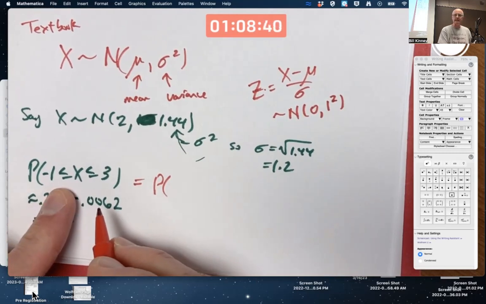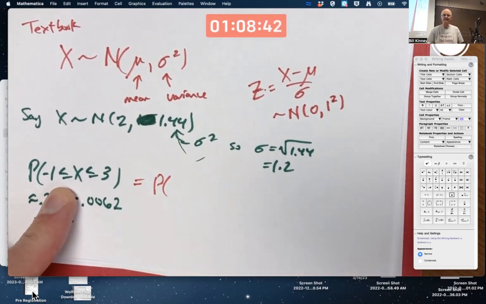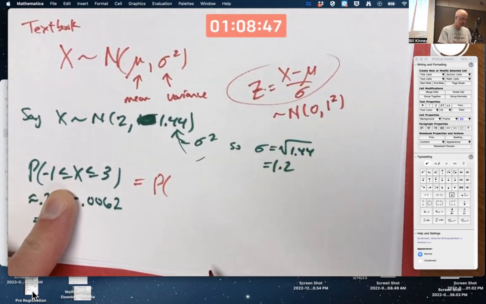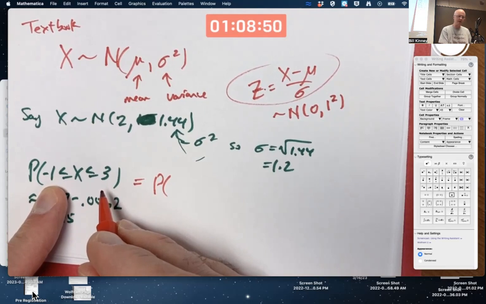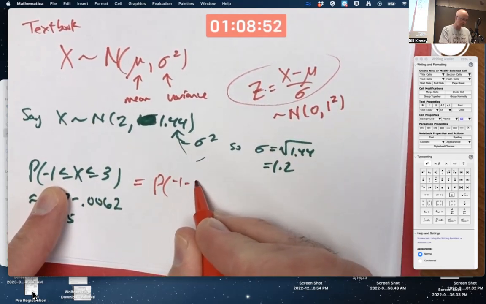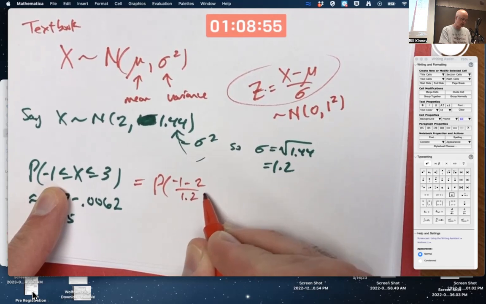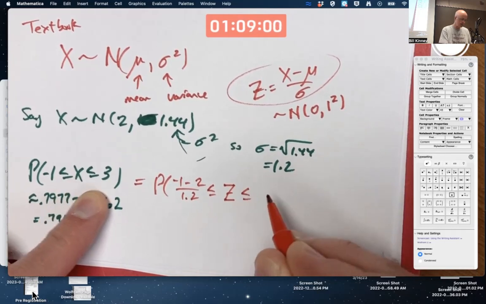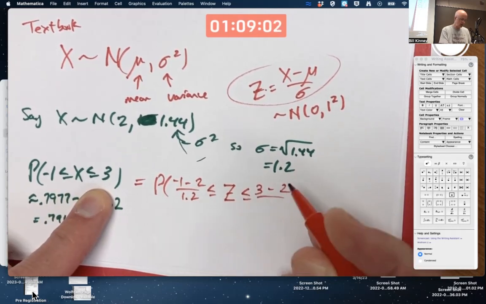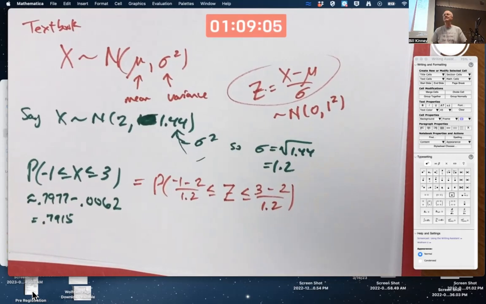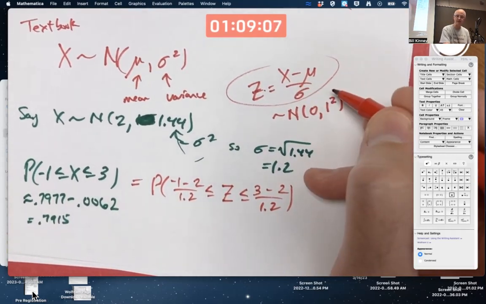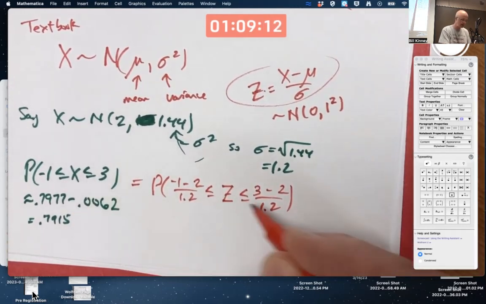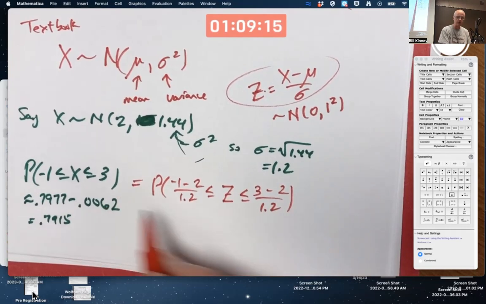So this probability can be standardized by applying this formula. With both of these numbers, negative 1 and 3, use this formula. Subtract the mean of 2, divide by the standard deviation of 1.2, and do the same for the X, and it magically morphs into a Z. Why does it magically morph into a Z? Because we say so. Because that's what Z is. It's X minus mu over sigma. As long as I do it to each term in the string of inequalities here, these are still equal to each other.